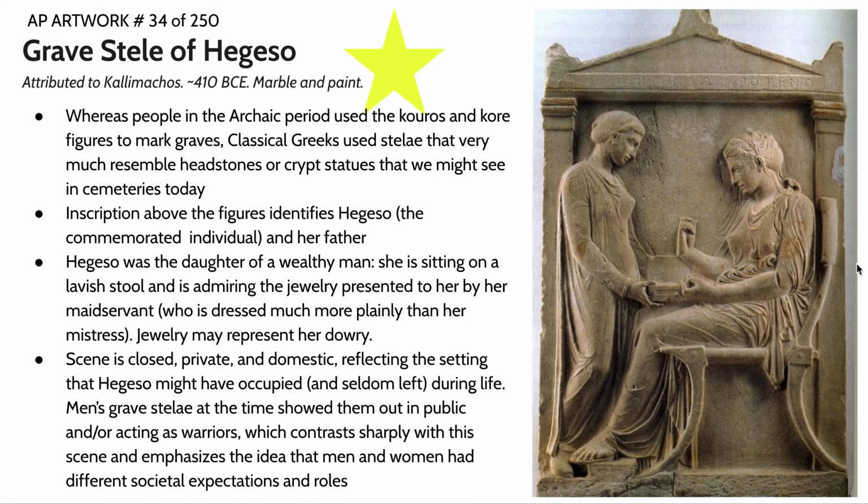So she is sitting on this really lavish, well-made stool, and she's admiring this jewelry in a jewelry box. The jewelry was painted on and not actually carved in relief on the statue, so it looks like she's looking at invisible jewelry at this point in time, but on the original statue, the jewelry was painted. So the jewelry might have represented the dowry that was never paid because she was never married.